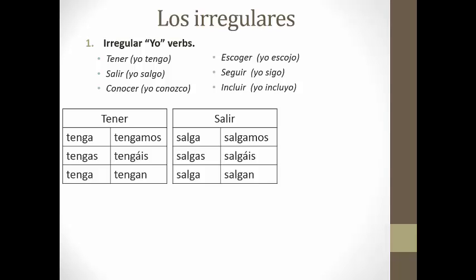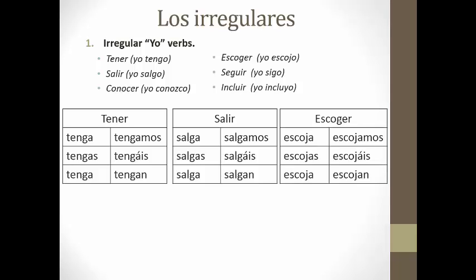Let's look at escoger. The yo form is escojo. So you have here escoja, escojas, escoja, escojamos, escojan. You'll notice here on your note guide, I only required you to write down these first two, but you're more than welcome to write down all of these conjugations. I just wanted to make sure to give you plenty of examples.